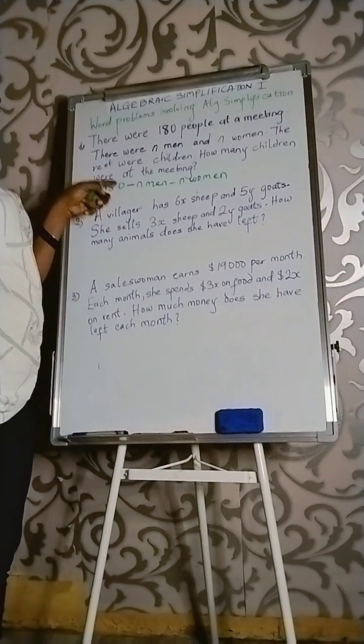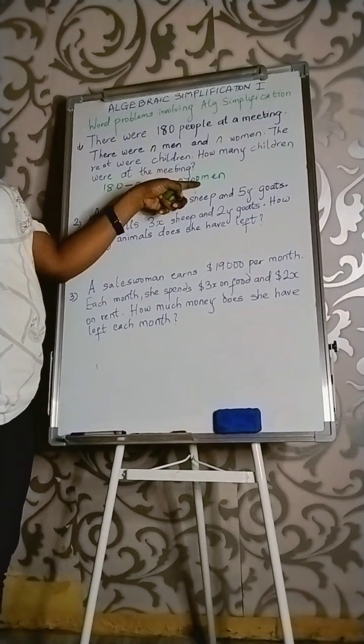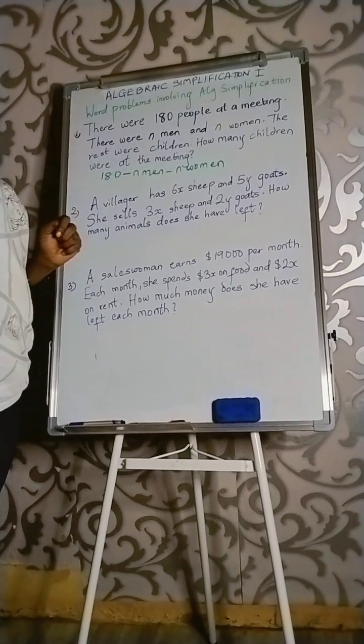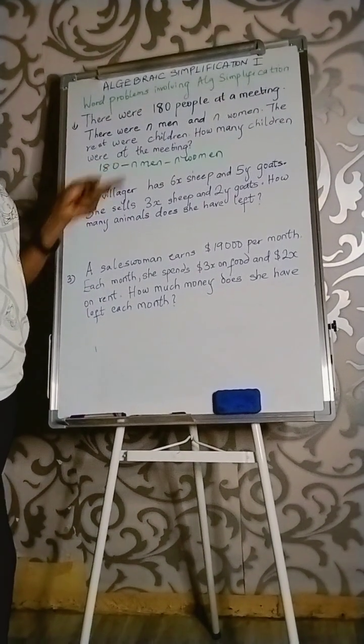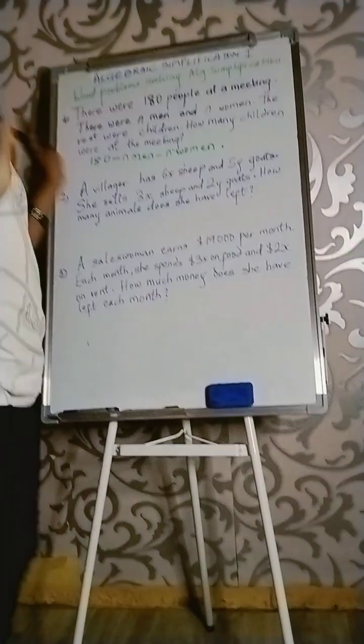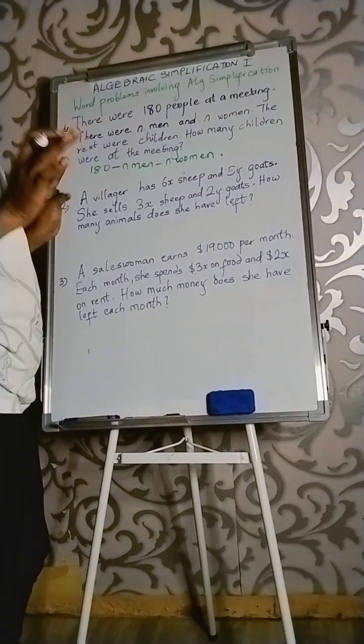So when you subtract n men and n women from 180, what will you have? The children that were not at the meeting. This is the answer, as simple as that.